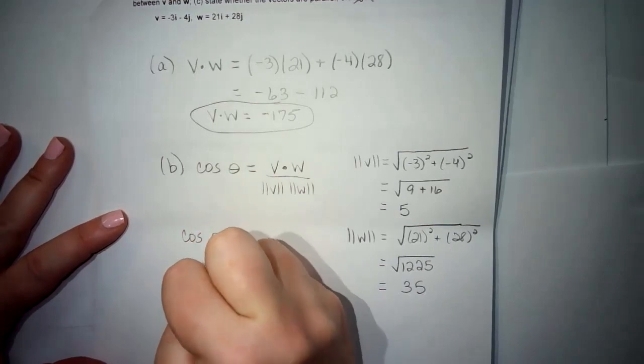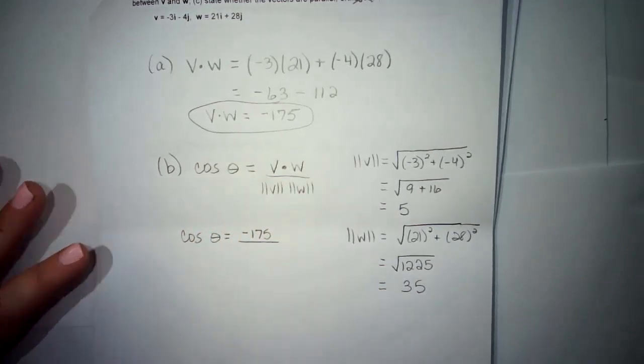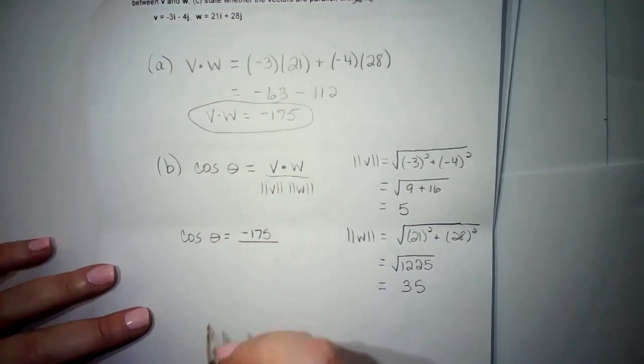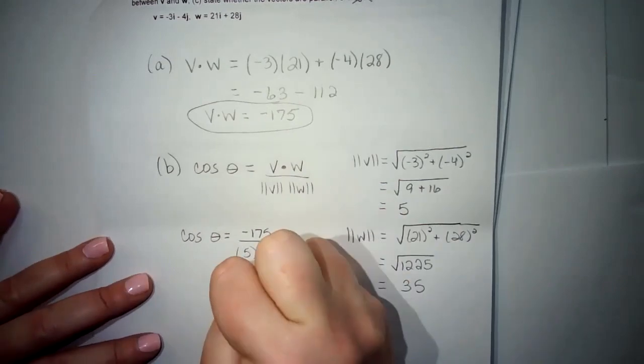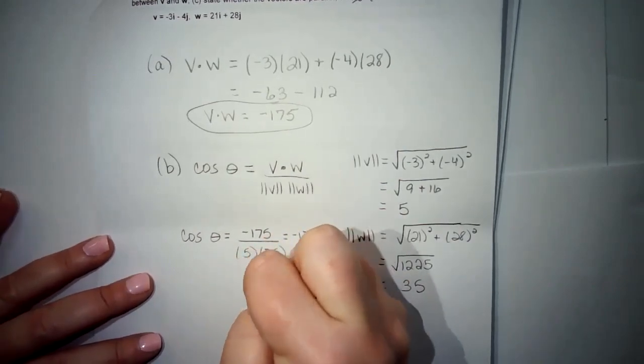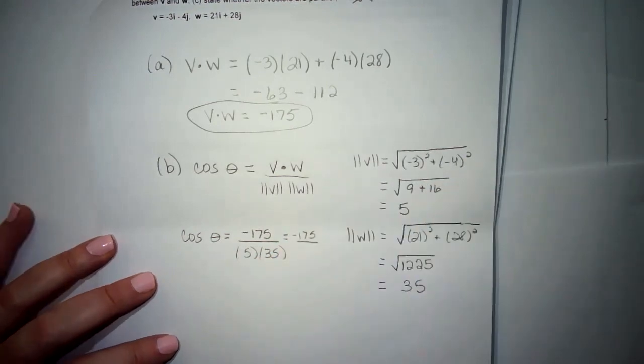All right, here we go. Cosine theta equals my numerator, which is my dot product, negative 175. My denominator is going to be 5 times 35. So that's negative 175 over, oh, I don't know that.